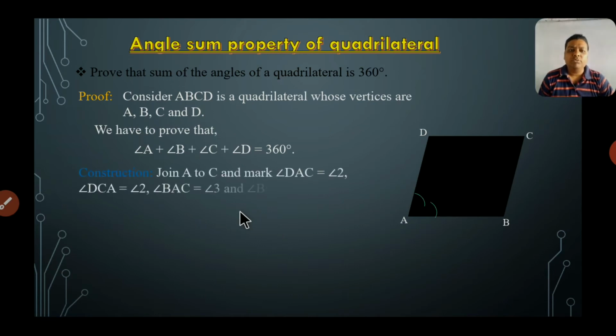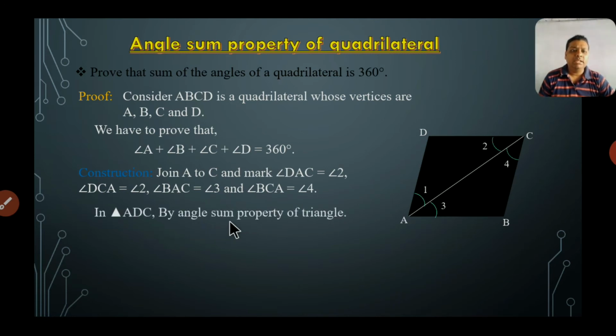Construction: at first we will join A to C, and mark angle DAC as angle 1 and DCA as angle 2, BAC as angle 3, and BCA as angle 4. This diagonal AC divides the figure into two triangles, first ADC and second ABC.